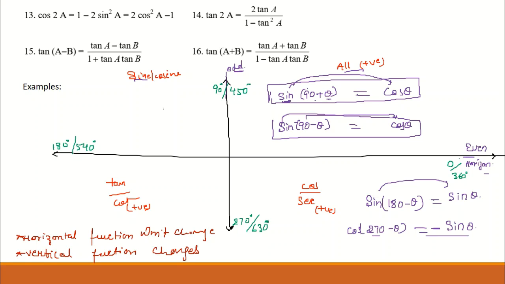So if someone asks me to find the value of sine 300 degree, can I write it as sine 270 plus 30 degree? This is in the fourth quadrant, and in the fourth quadrant sine is negative, and it is a vertical line, so the function will change, so it is cos 30 degree. That is nothing but minus root 3 by 2, which is the answer for sine 300 degree.